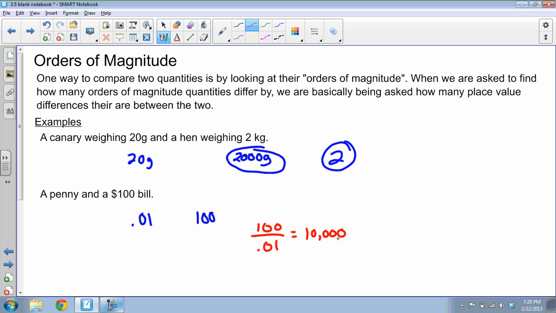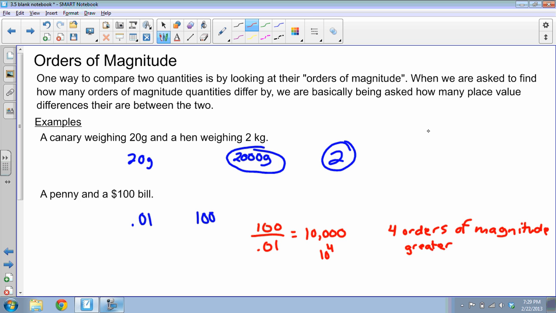Okay, that's what that's telling us. How many zeros are there here? There are 4 zeros, so this is 4 orders of magnitude greater. Okay, 4 orders of magnitude greater, because what is 10,000? It's 10 to the 4th power. This has a lot to do with scientific notation.